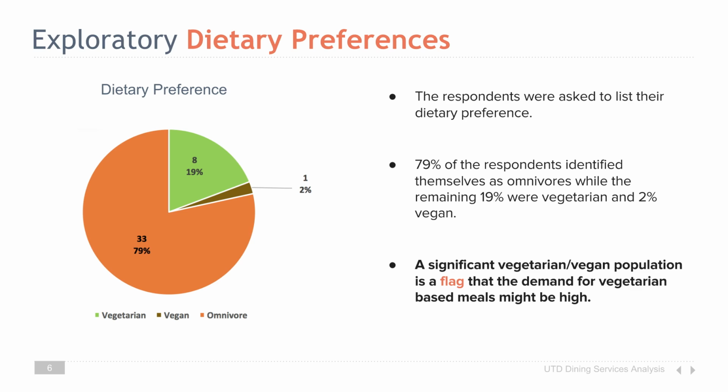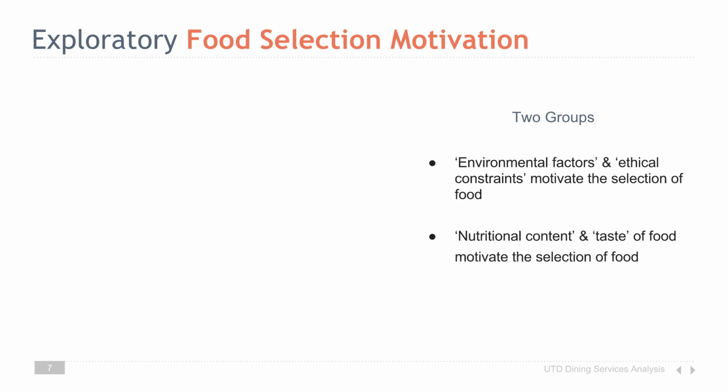We asked all of our respondents what their dietary preference was. About 80% of them said they were omnivores, and the rest said that they were either vegetarian or vegan. And this is actually a proportion that's about 3 to 4 times the national average. So it's a significant flag that the demand for vegetarian-based meals might be high.